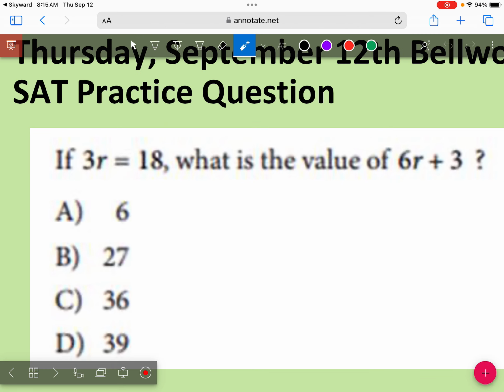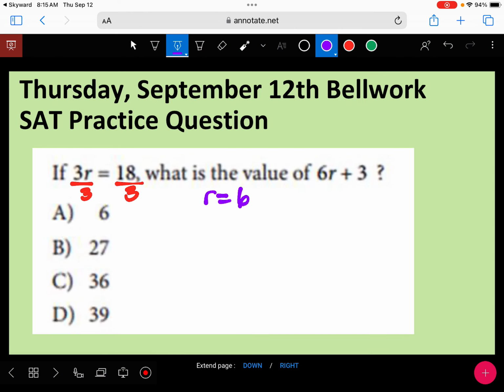Divide 18 by 3. So that's what you would do. We would figure out what R is first. Divide 18 by 3. So what does that mean? What does R equal? 6. So notice how 6 is there, and some students might pick that answer, feel like, oh, I'm doing good, I got the right answer, but you didn't.